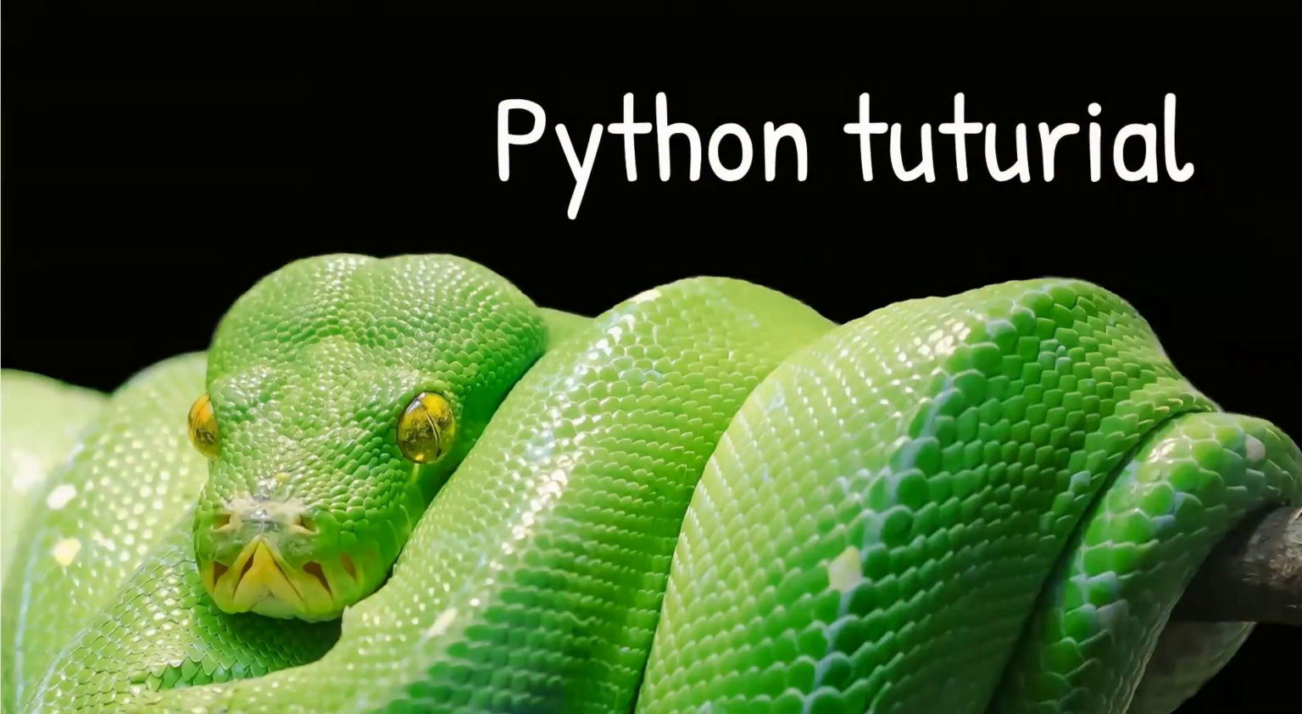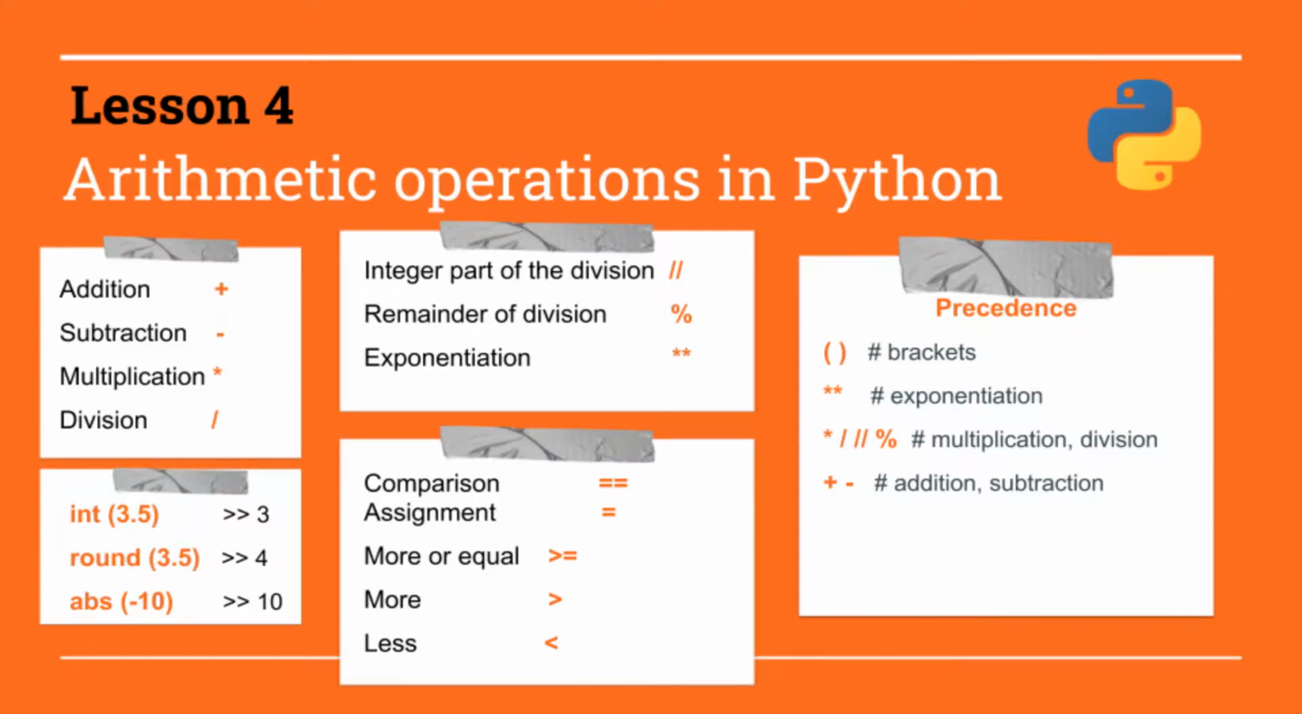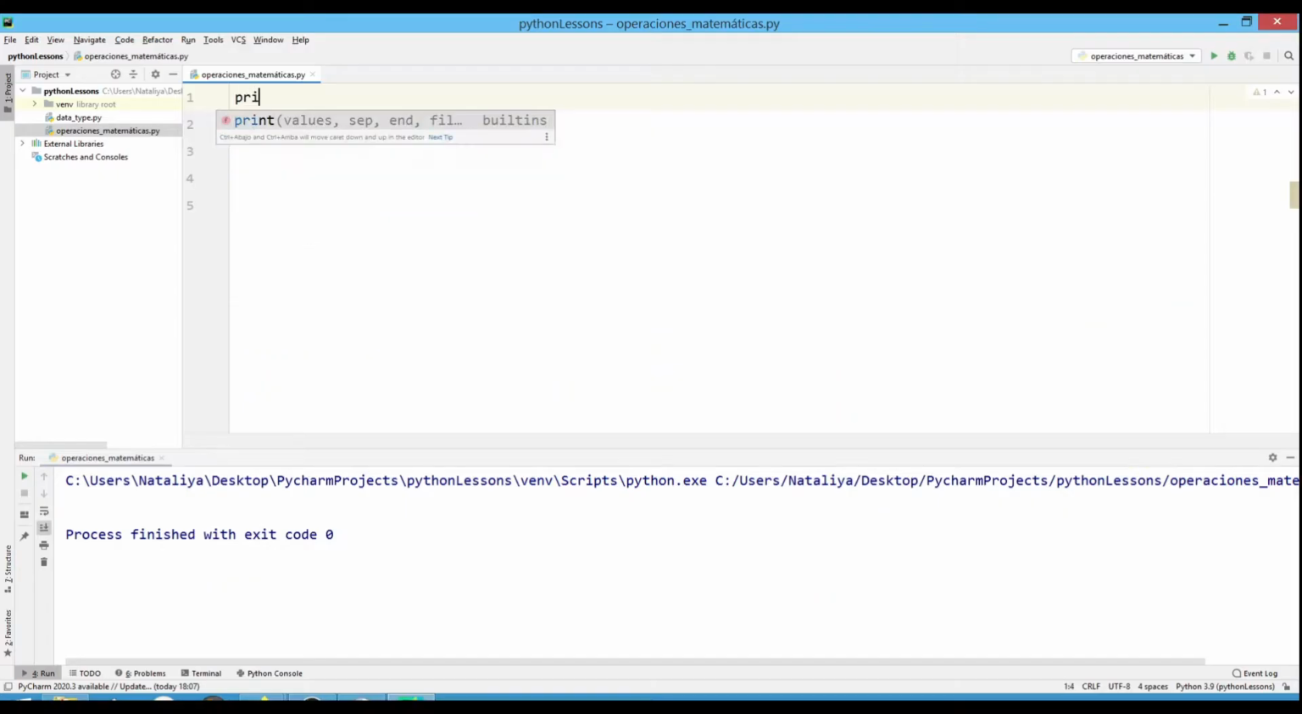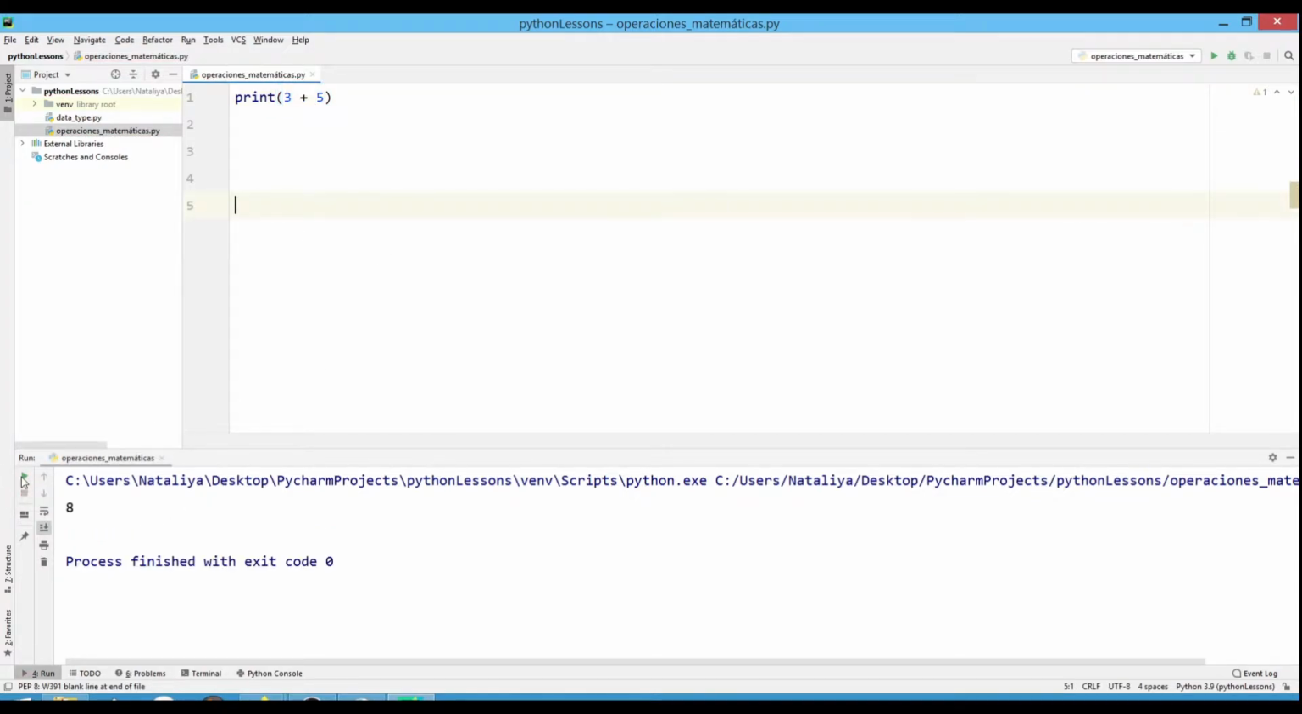Python tutorial videos. Arithmetic operations in Python. Addition. You can add the numbers themselves directly. You can also add variables, but they must be pre-initialized. The result of the addition operation can be assigned to another variable.